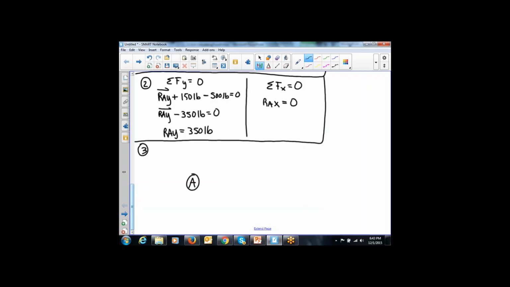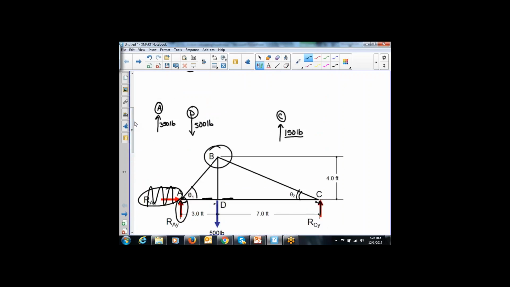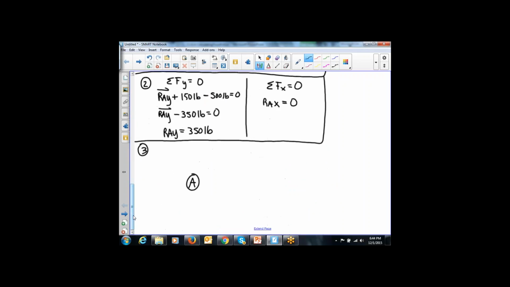So I asked the kids to draw a free body diagram. This is why that word isolate is so very important, because we're going to just talk about what's happening at A. Right now, the only thing I know about A is that I for sure have 350 pounds pushing up. So I know that's happening at A. So I'm going to go ahead and mark that on.